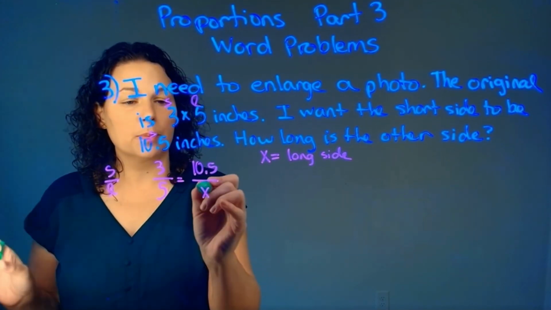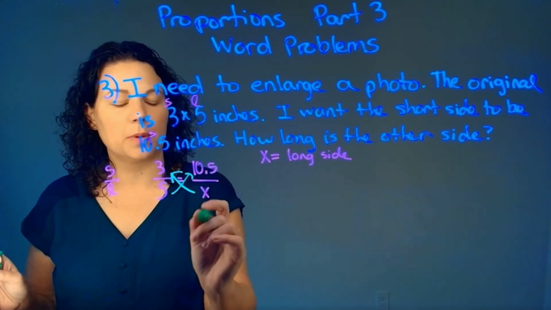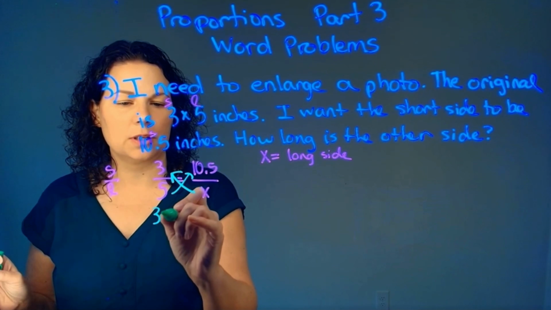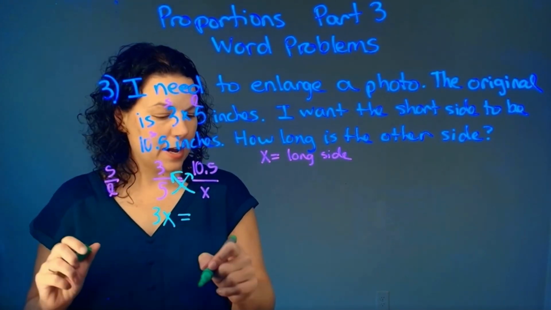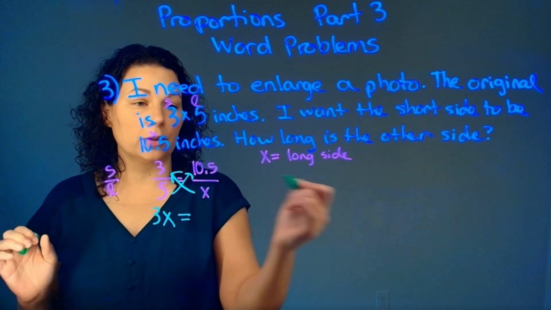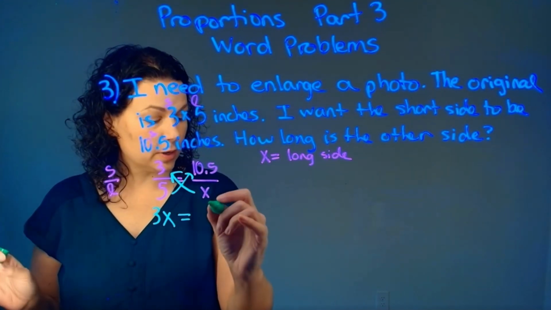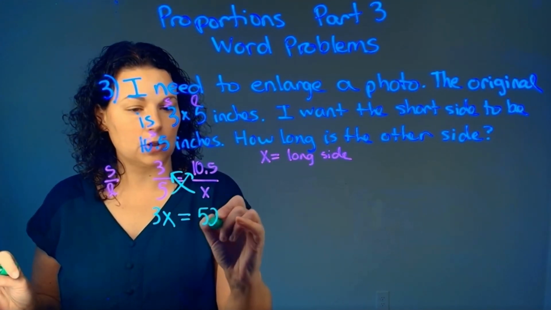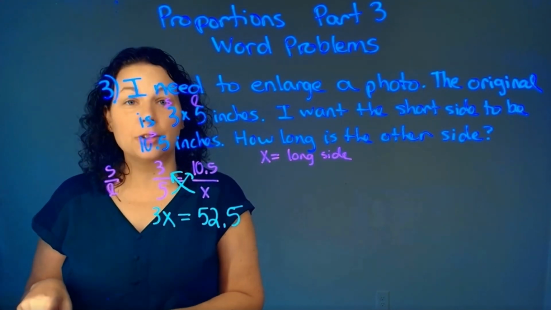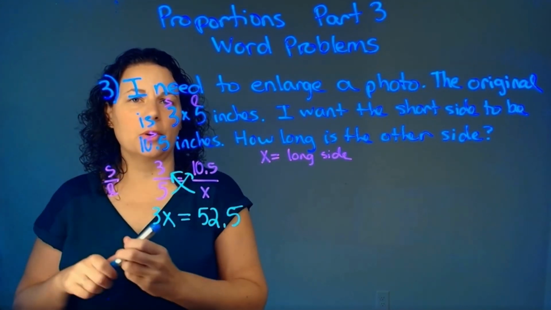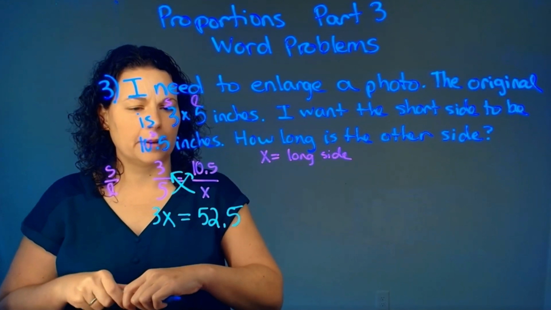To solve a proportion, we cross multiply. X times 3 is 3x equals 10.5 times 5. You can do this on your calculator, or you can come over here and do some scratch work, but that is going to be 52.5 once I multiply it out. If you're allowed to use a calculator in class, go for it. Otherwise, do your multiplication the long way.